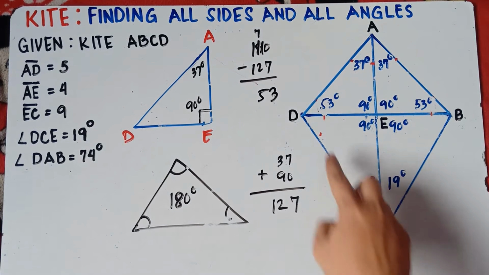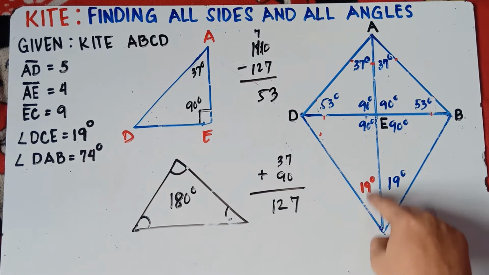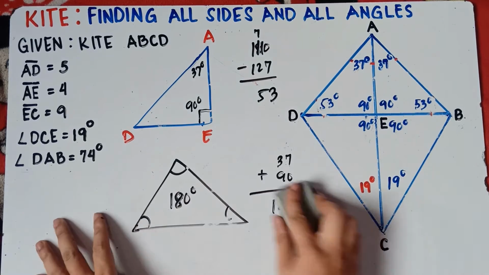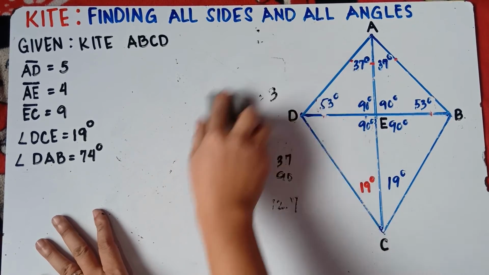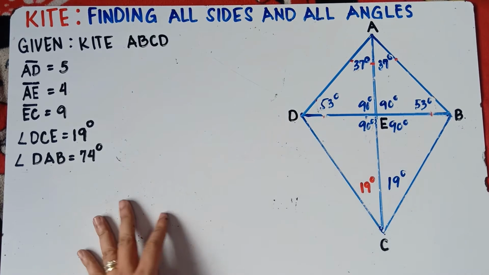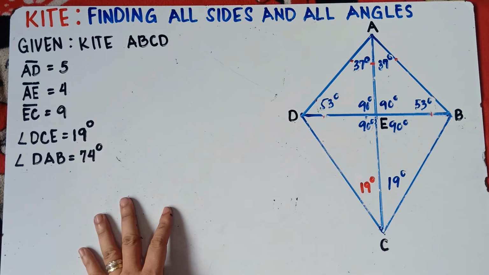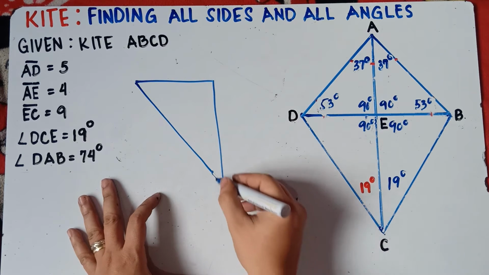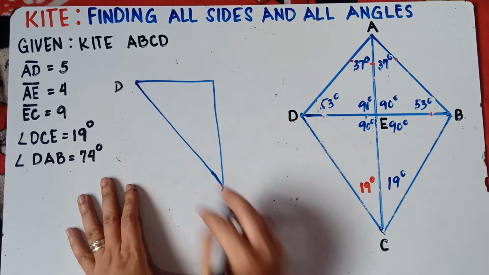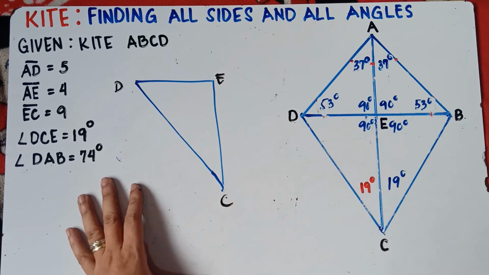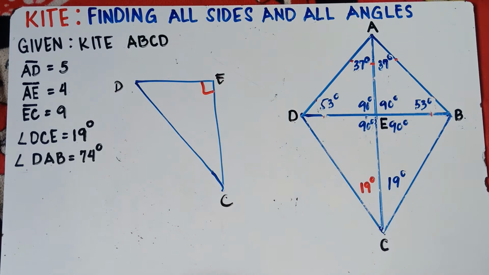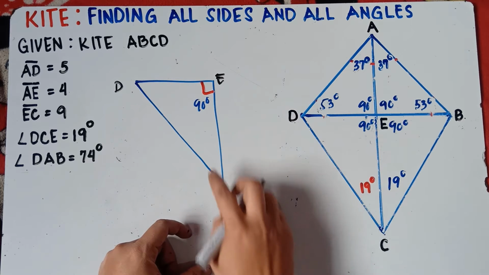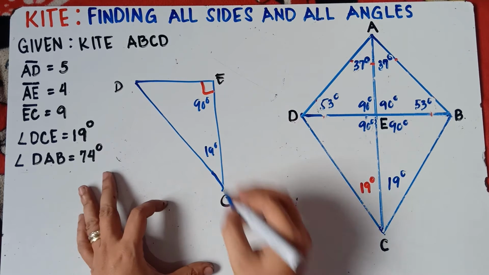Alright, so let's find this angle right here. Of course, we have 90. Therefore, we add this up and subtract it from 180. So if you draw this triangle, class, this is also a right triangle because we have one angle that measures exactly 90 degrees. So let's draw this up. Alright, so this is D, E, and then C. Of course, we have a 90 degree angle here. And we are given this angle right here, angle C, that's 19 degrees. And we don't have this angle.